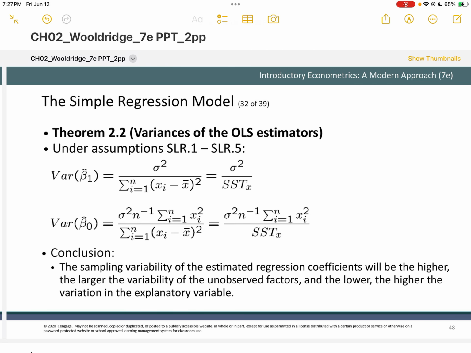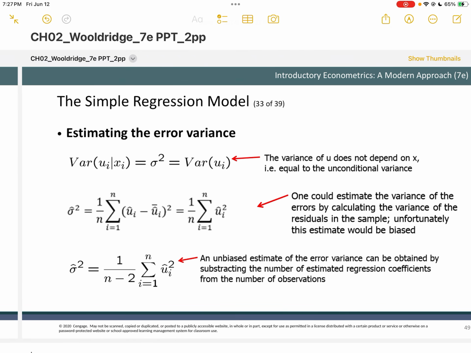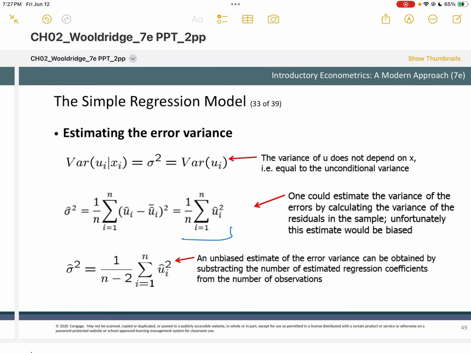Okay, I'm almost done. So with these 5 assumptions, we can write the variance of beta 1 hat this way, whereby we calculate sigma hat squared as 1 over n minus 2 times the sum of squared residuals. It's n minus 2 because we calculated beta 0 hat and beta 1 hat. Right, this is what I just wrote down.